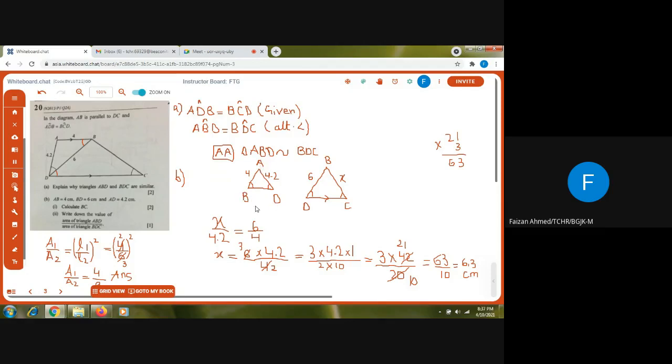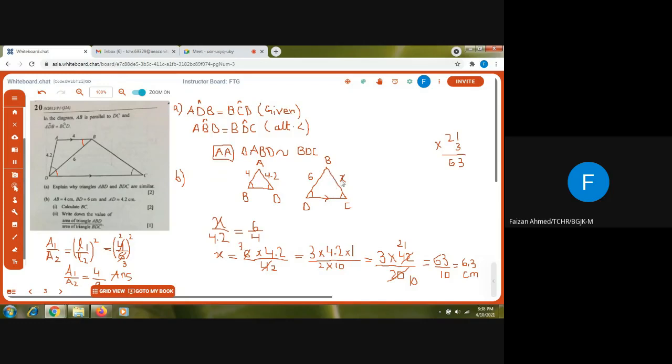And now it's time to write the length AB. AB is 4 centimeters, so I have written 4 centimeters over here, and the next side is AD, that is 4.2 centimeters. The length of BD is not given, so I will leave it. So these are the two similar triangles, and now in order to find the value of x, I will just have to compare the corresponding sides.